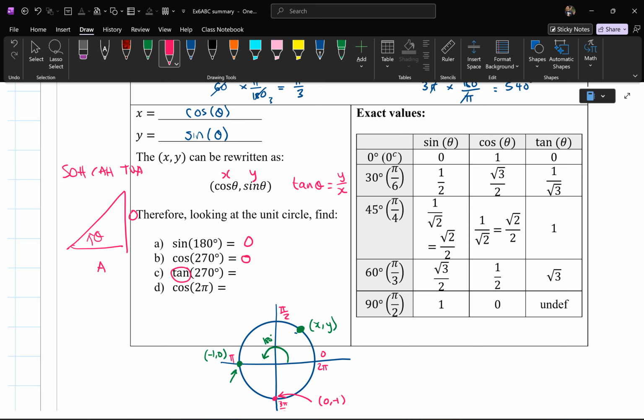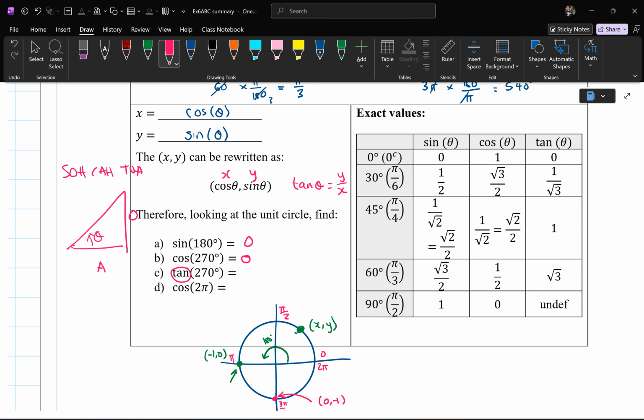TOA is O over A. So O is the Y divided by A, which is X. And Y over X, back in year 9, what does that remind us? When you have rise over run, what does that tell us? Gradient. So every time you rotate, there must be a line from the center that tells you the gradient.